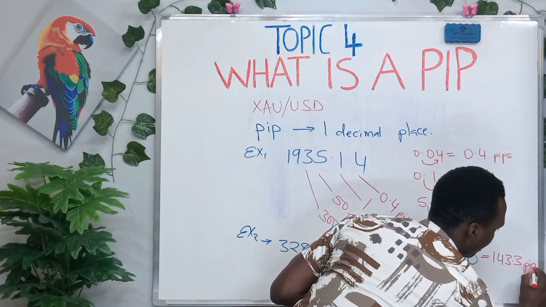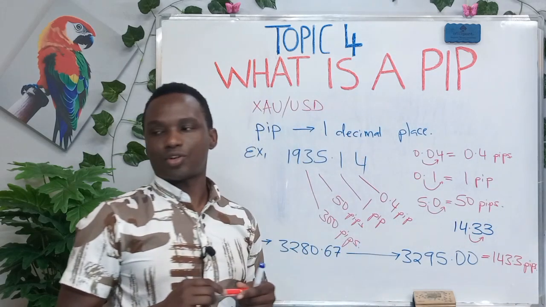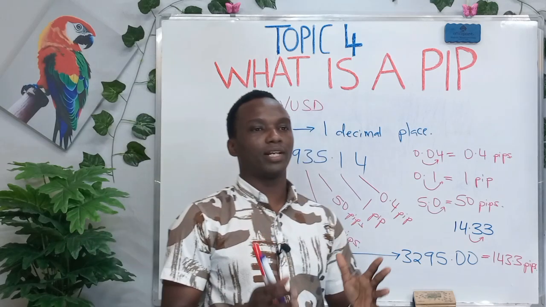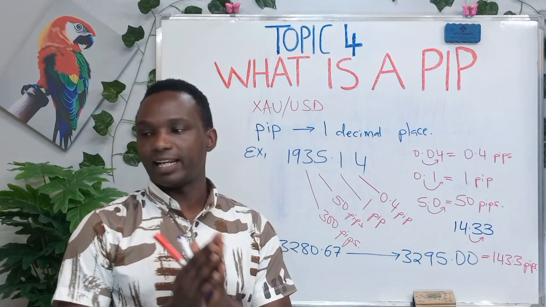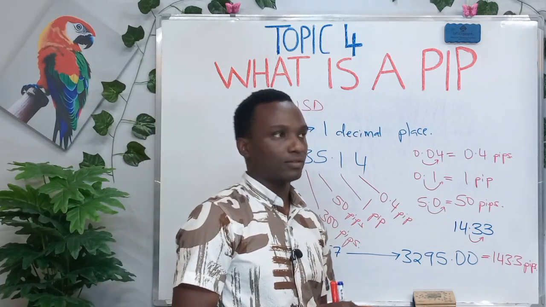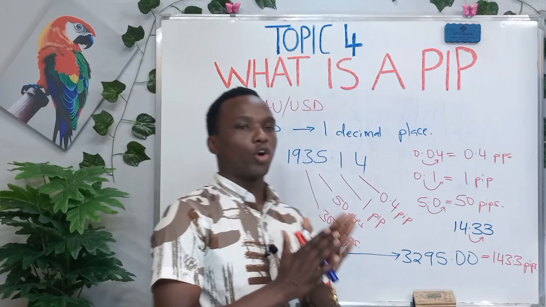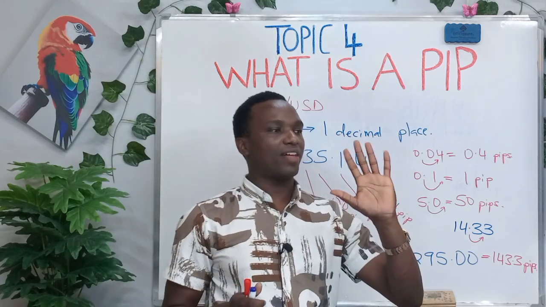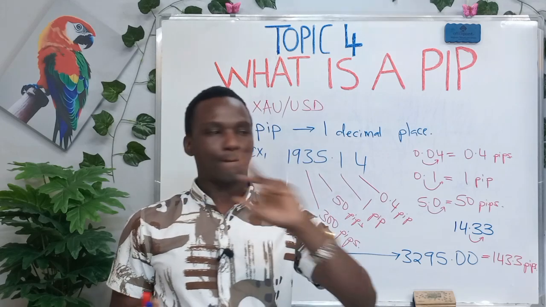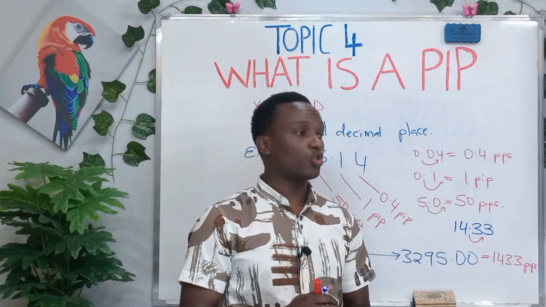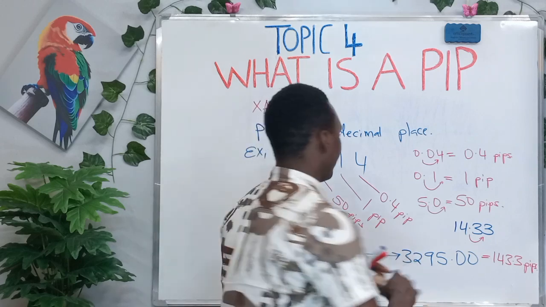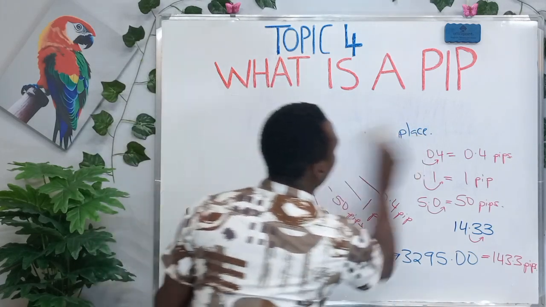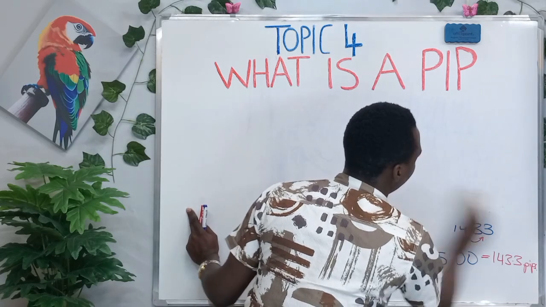143.3 pips. Any question up to that point? Have you understood how to calculate the pip difference in XAUUSD? Yes. Okay. Next, we are going to look at US 30. What is the other name for US 30? Yes? Dow Jones. Okay. So if you are done with this, we are going to rub it and look at the Dow Jones.